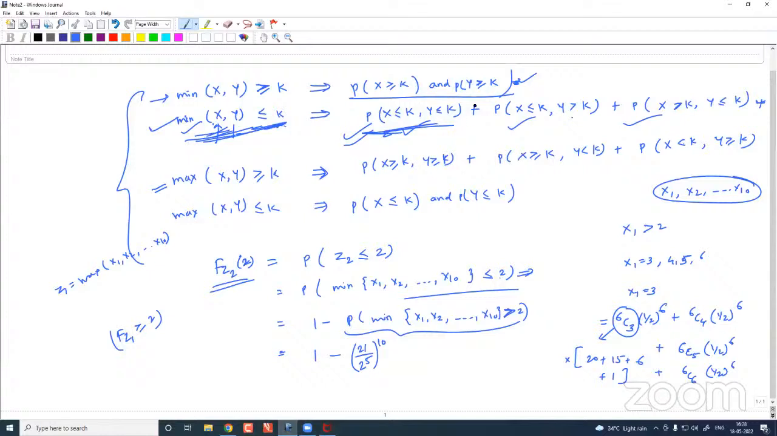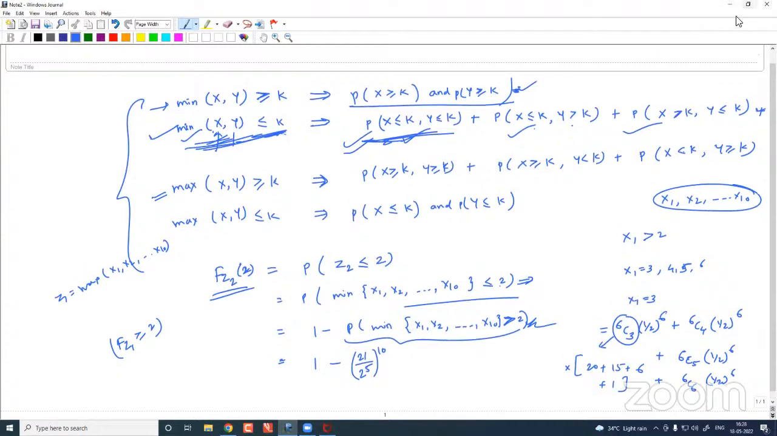Calculating these joint densities is very troublesome and very difficult. How many times will you add and do the calculations? For this, it's very easy. Yes, I got it, sir. It's clear now.